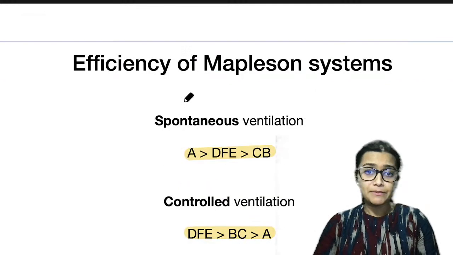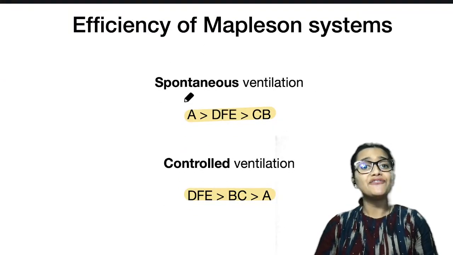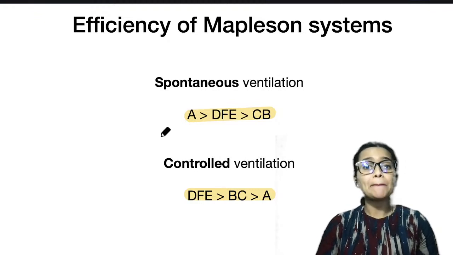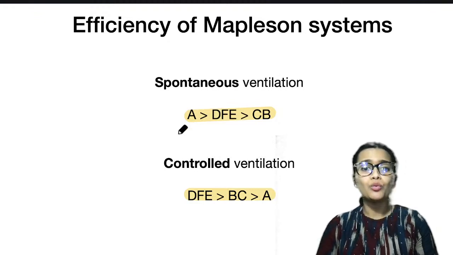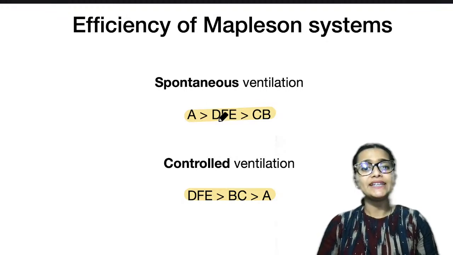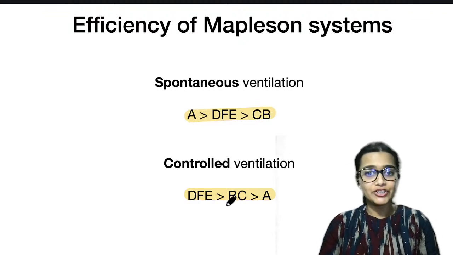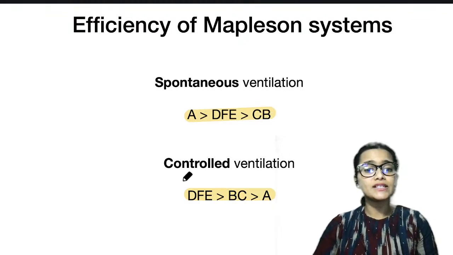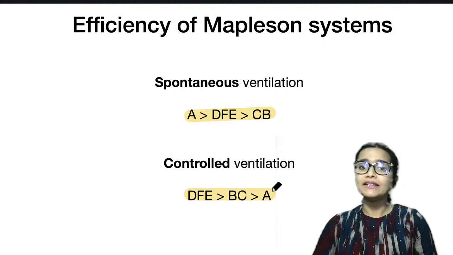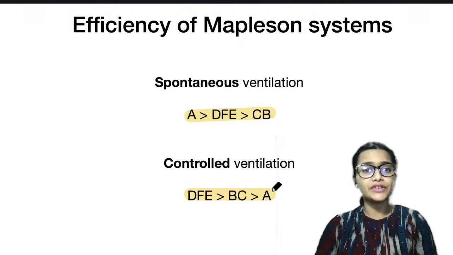Another linked MCQ that could be asked is the efficiency of Mapleson systems. For spontaneous ventilation, the best circuit would be Mapleson A, followed by D, F, E, and then last would be C or B. For controlled ventilation, the best preferred ones are D, F, E, followed by B, C, and then Mapleson A. It's the other way around.